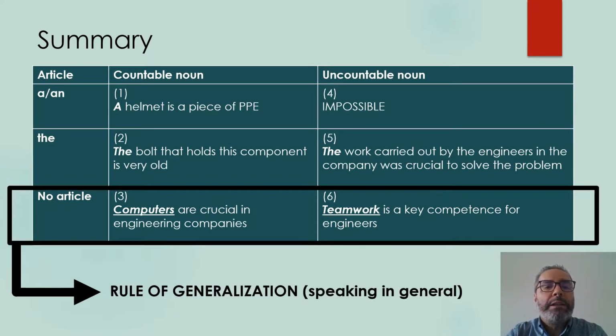And no article is needed, as we saw, to speak in general. That is the rule of generalization. With countable nouns, in plural: computers are crucial in engineering companies. And with uncountable nouns, no article and no plural, because it's impossible: teamwork is a key competence for engineers.